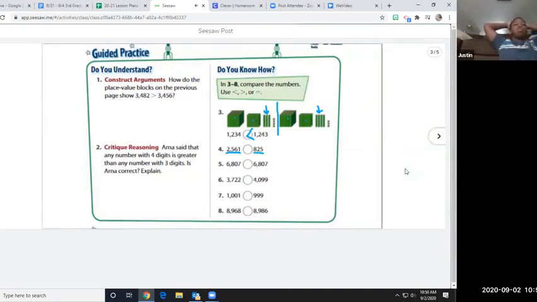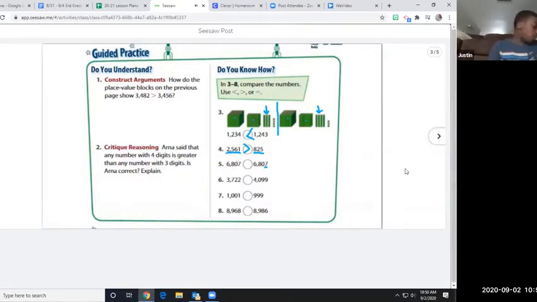The first number here has 2 thousands. The second number doesn't have any thousands. So right away we can see that 2,561 is going to be larger than 825.